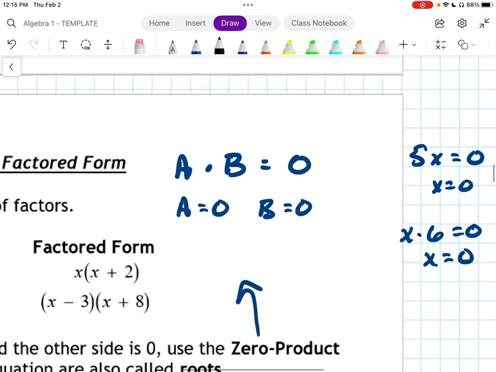Now, we could extend this zero product property further. We could say maybe we have x times a times b, right? 3 pieces. Well, then we just add in an x equals 0 also, okay? So if you have 3 pieces, 4 pieces, 5 pieces, you can always use the zero product property. It works for as many pieces as you want.